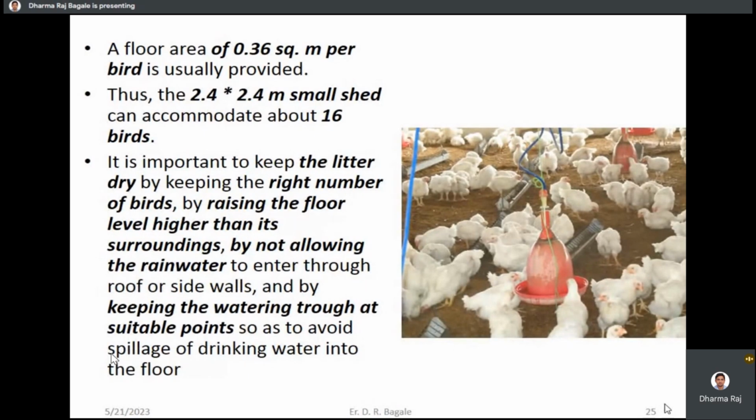Depending on the bird's size, the area varies, but on average it is 0.36 square meter for one bird. And a small 2.4 by 2.4 meter size can accommodate 16 birds. It is important to keep the litter dry by keeping the right number of birds. They avoid overcrowding by raising the floor level higher than its surrounding level.